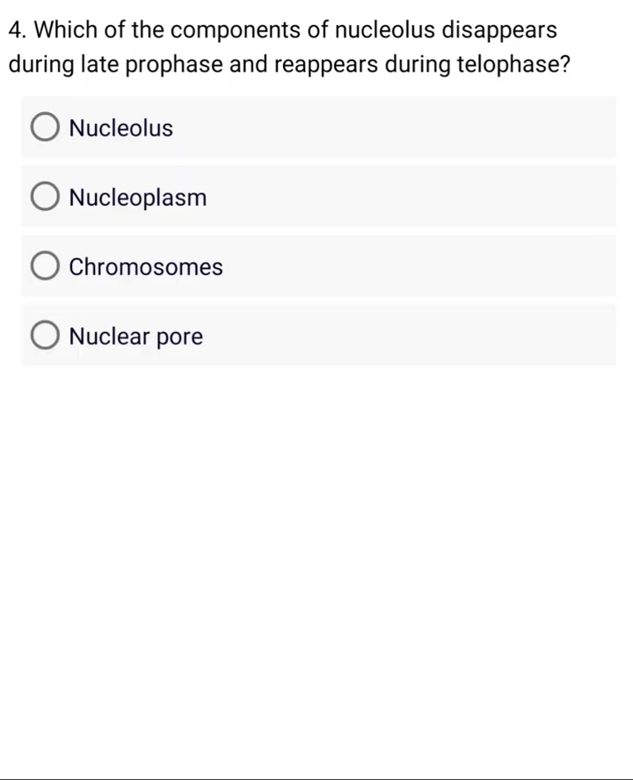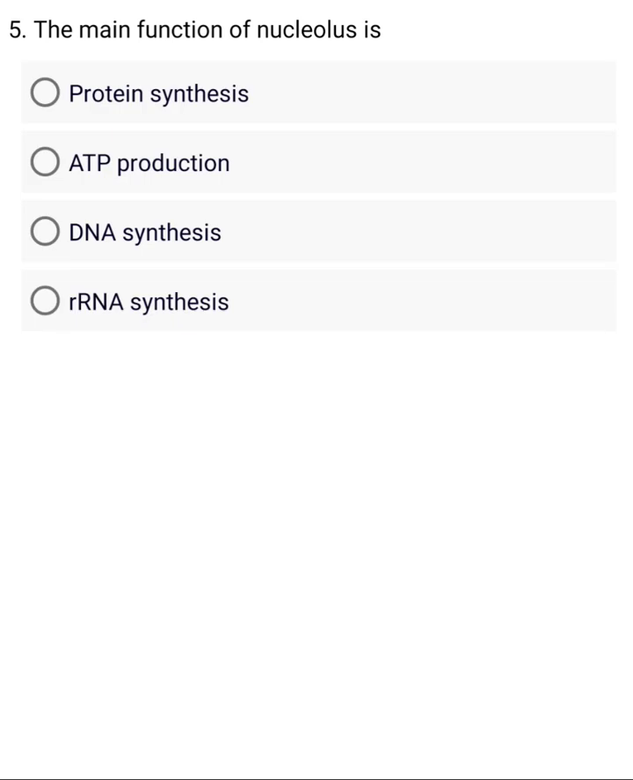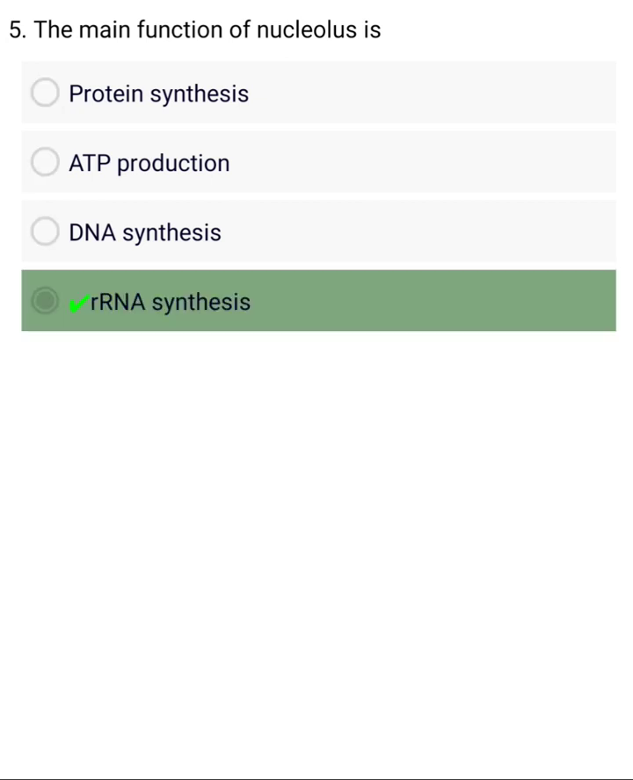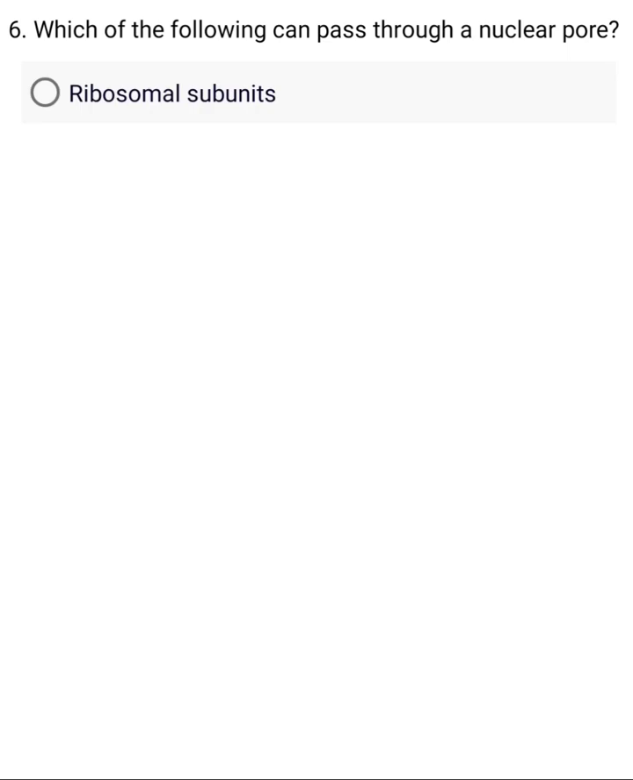Which of the components of the nucleolus disappears during late prophase and reappears during telophase? A. Nucleolus. B. Nucleoplasm. C. Chromosomes. D. Nuclear pore. Right. The main function of the nucleolus is A. Protein synthesis, B. ATP production, C. DNA synthesis, D. rRNA. Right.